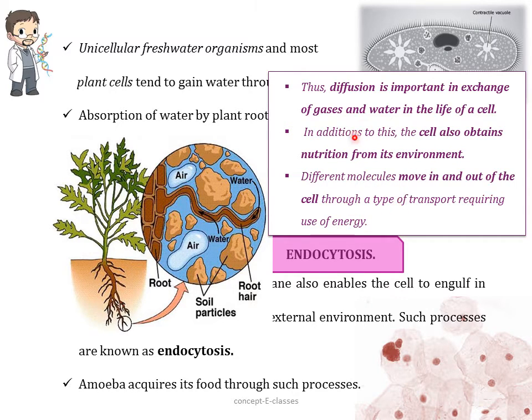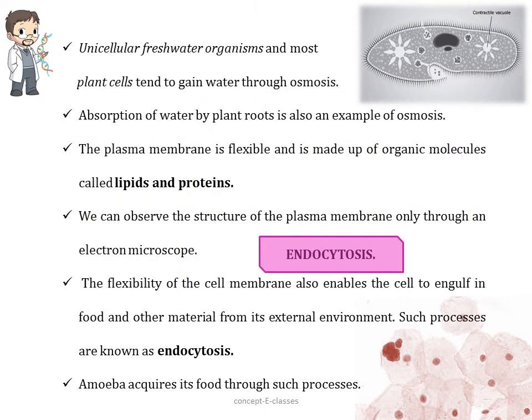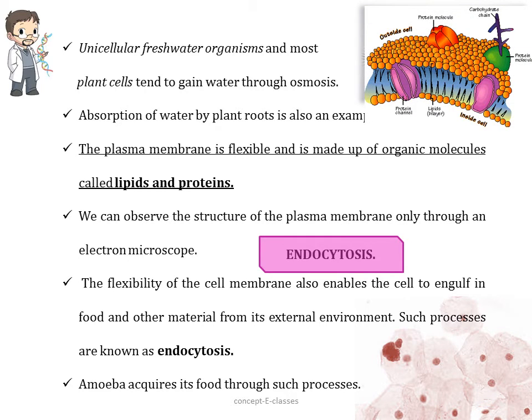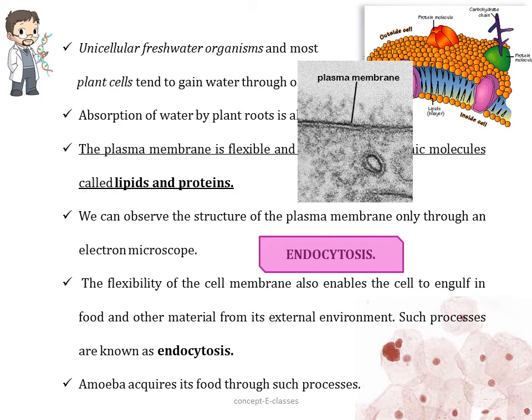Different molecules move in and out of the cell through a type of transport requiring use of energy. Now the plasma membrane, other than being selectively permeable, is also flexible, and it is made up of organic molecules called lipids and proteins. We can observe the structure of the plasma membrane through an electron microscope. We can see it like this through an electron microscope.